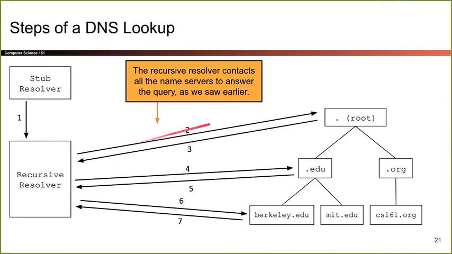So it'll talk to root. Root says, I don't know, go ask .edu. It'll go to .edu. Edu says, I don't know, go ask berkeley.edu. And then the berkeley.edu name server will say, actually, I do know, so here's the answer. So the recursive resolver will do all this work for you, talking to all these name servers.